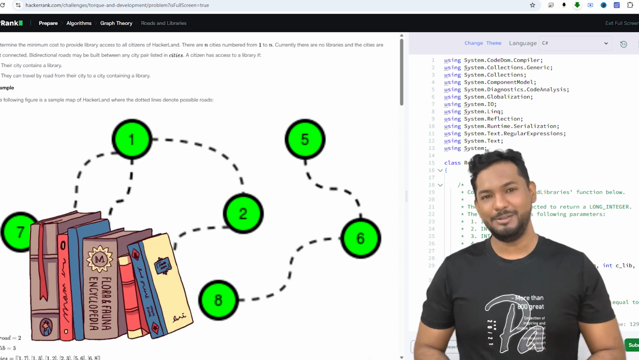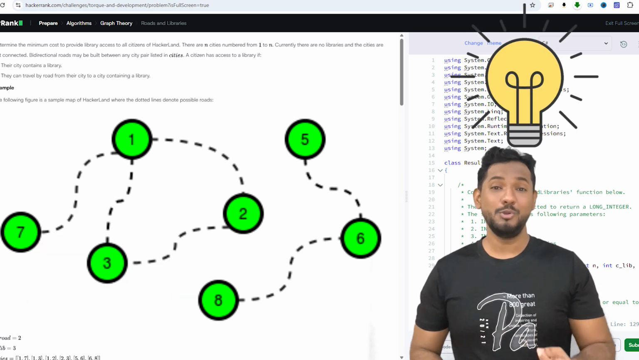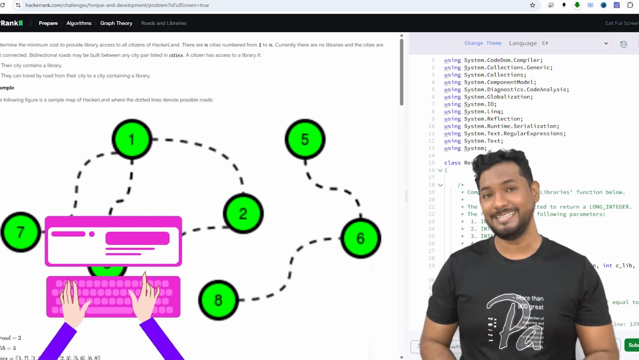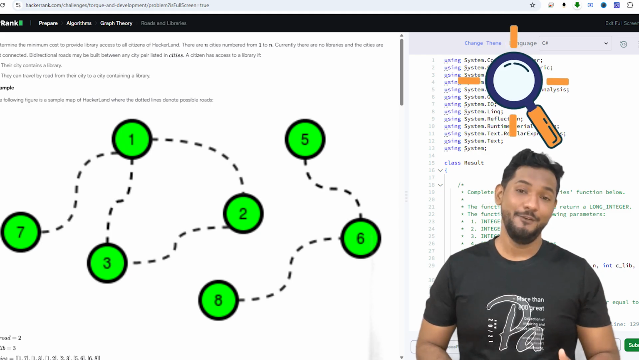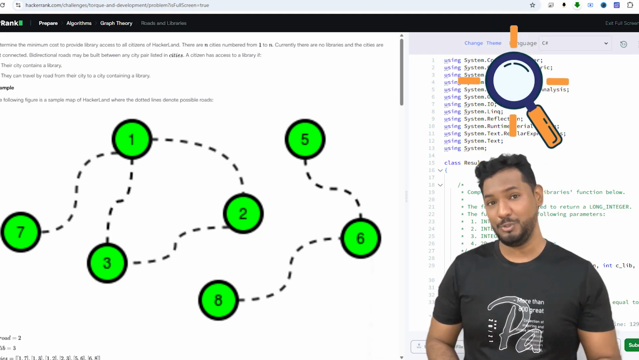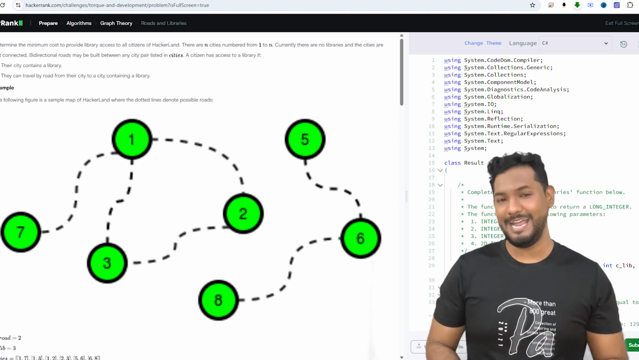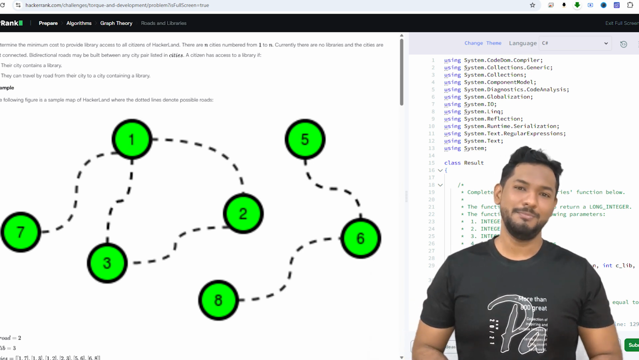Alright, let's dive into the problem at hand. We're tackling a challenge where we need to figure out the most efficient way to connect cities with libraries and roads, minimizing the overall cost. So what exactly are we working with? We have a number of cities and for each city, we either build a library or a road to connect to another city. The twist is that the cost of building a library and the cost of building a road can vary. Let's break down the problem step by step.